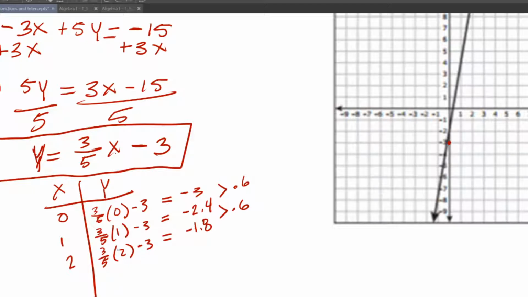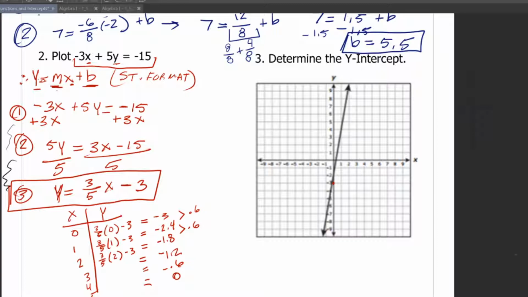You don't have to do this product anymore. So you could do 3, 4, 5. You have negative 1.8 plus 0.6, right? Negative 1.2, negative 0.6, 0. Okay. Just from plugging in, you see that change, and you know this equation is linear, so all these changes are going to be the same. 0.6, 0.6.